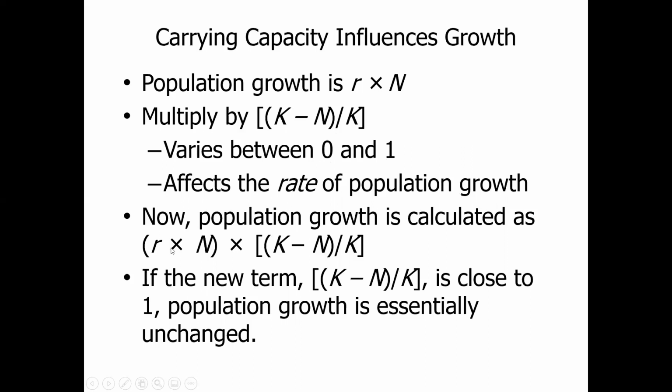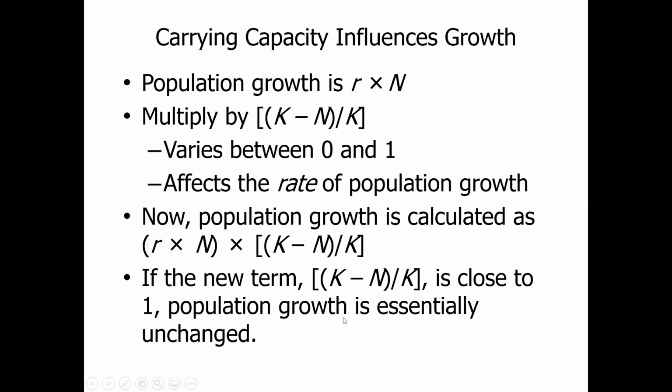So the whole formula, when we talk about population growth, is going to be our exponential, which is our r times our N, times this new term right here, our K minus N divided by K. So all together, that's the rate of growth times the number of individuals in the population, times our term here, which is K, the carrying capacity, minus N, the number of individuals in the population, divided by K, the carrying capacity.